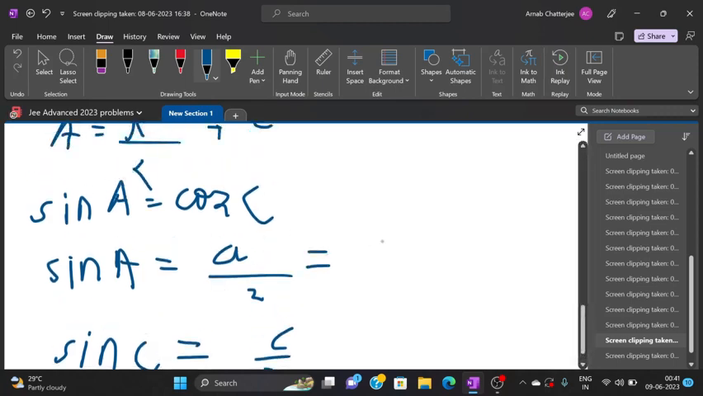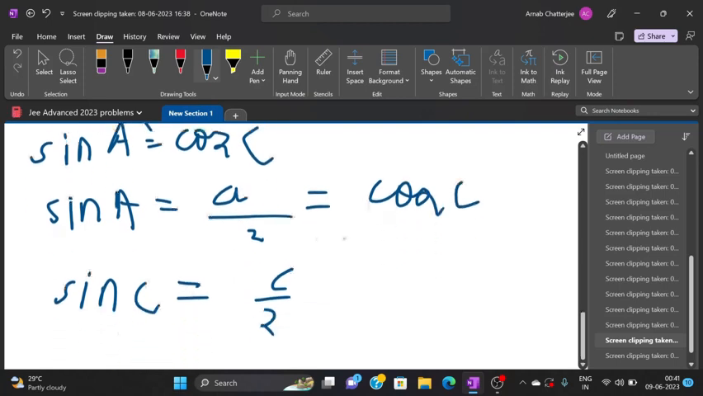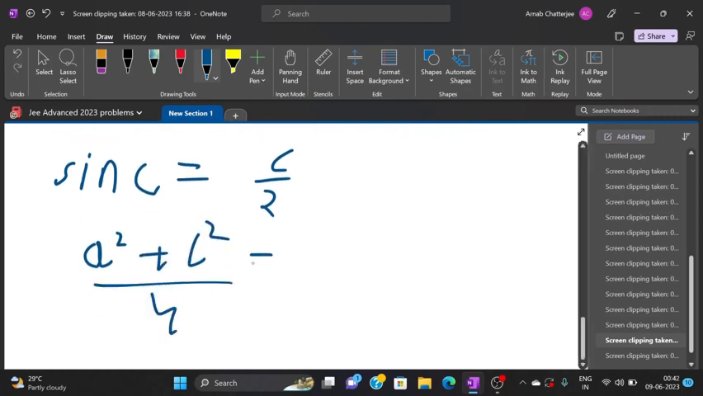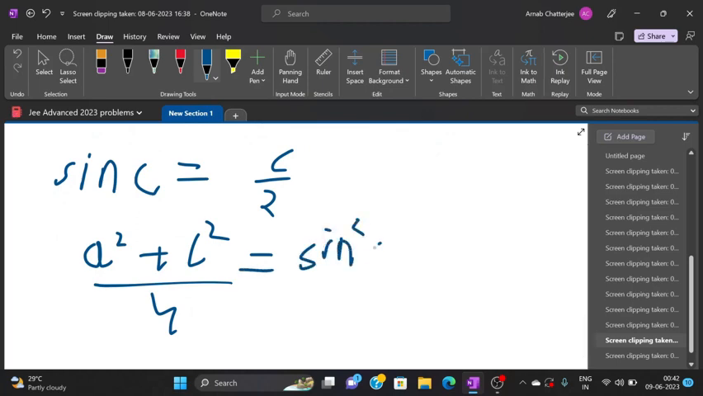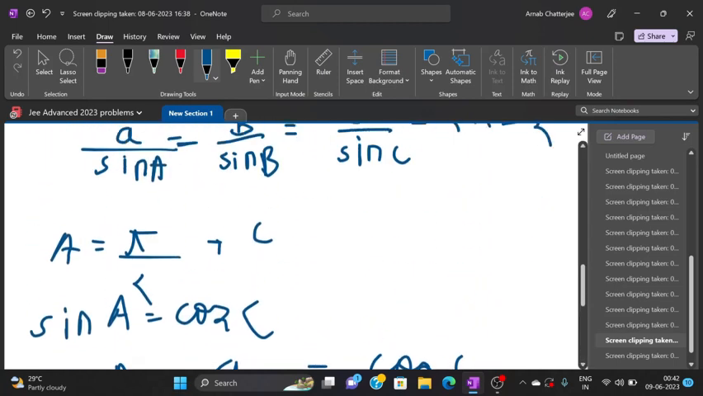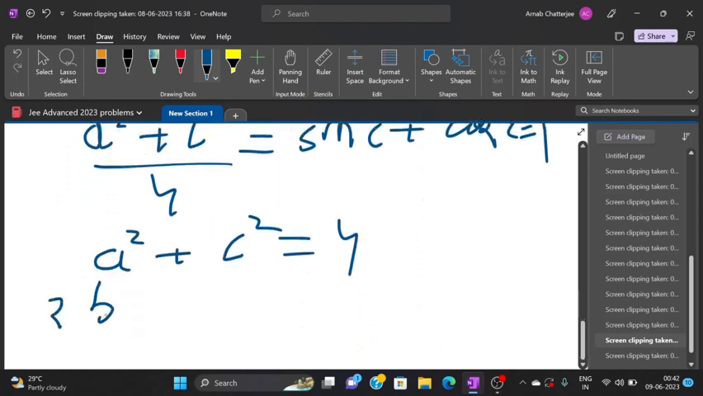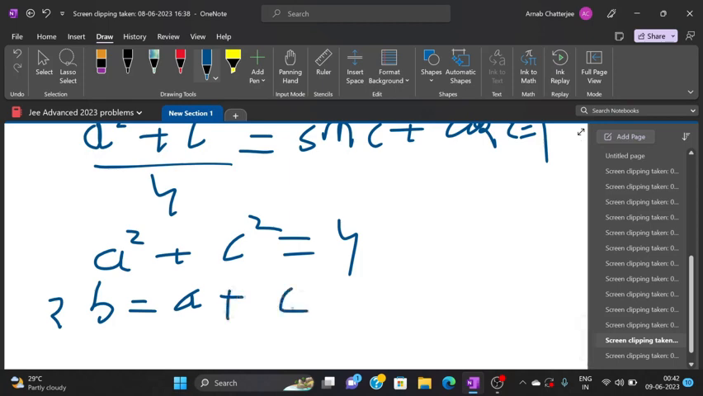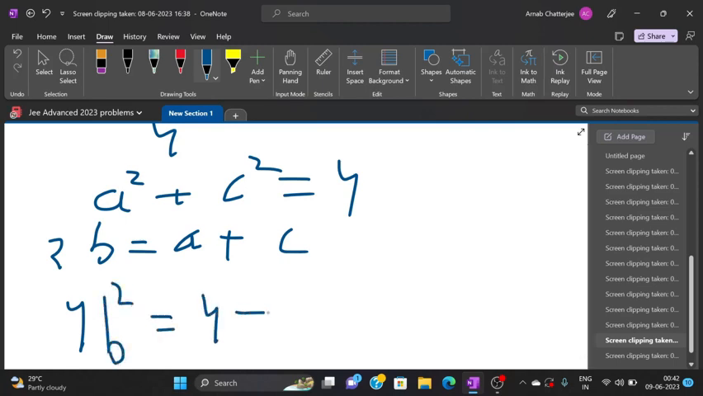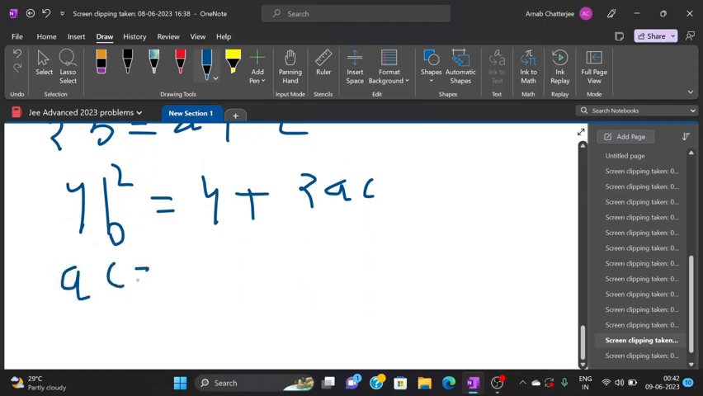And we also know that sin A is equal to cos C. So if I square and add, then I should get A square plus C square upon 4 is equal to sin square C plus cos square C, which is nothing but 1. So we have A square plus C square equal to 4. Now we have the equation 2B equal to A plus C. So now we have 4B square equal to 4 plus 2AC. So we get AC equal to 2B square minus 2.